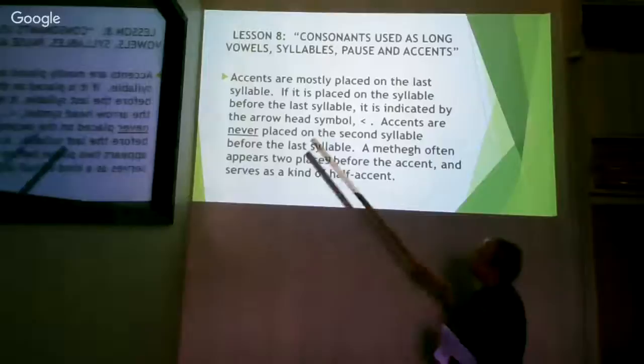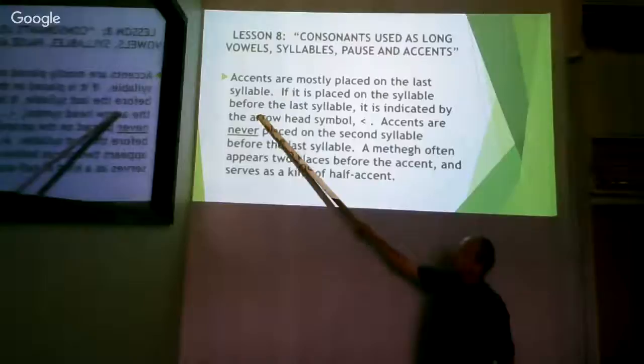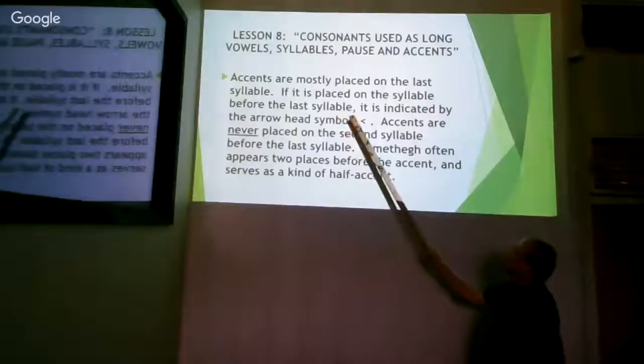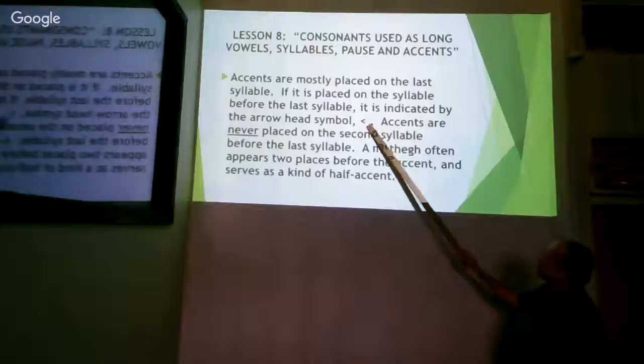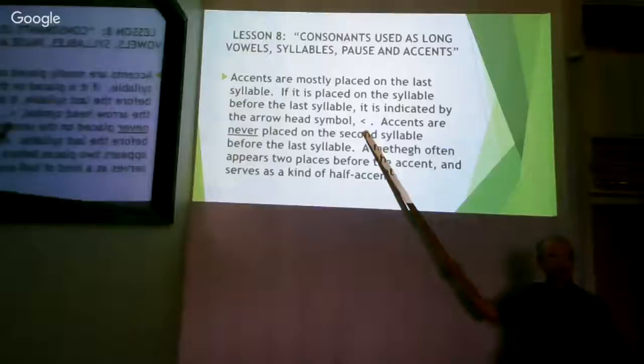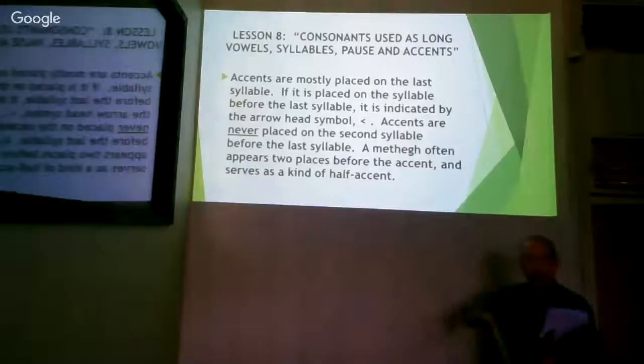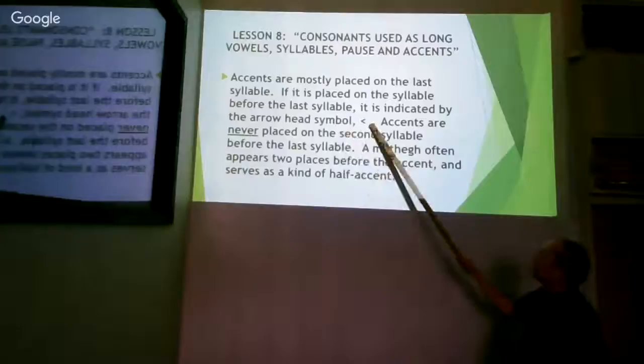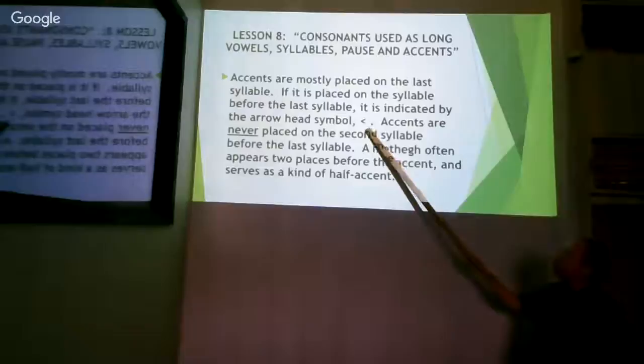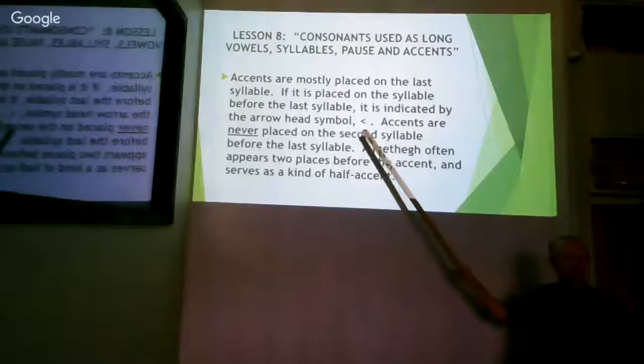If the accent is placed on the syllable immediately next to the last syllable, it is indicated by the arrowhead symbol, what you see here. I've called it arrowhead because it reminds me of an arrow, an arrowhead that you put at the top of a stick, put into a bow, draw the bow back, and the arrow will go forward. An arrowhead symbol is the customary or regular way of indicating that there is an accent on a syllable.